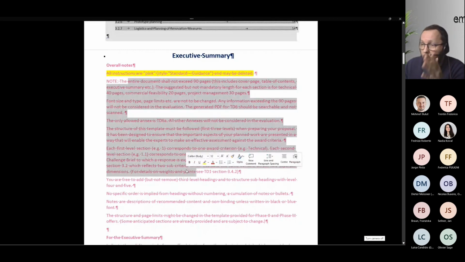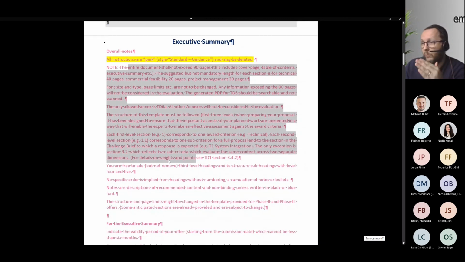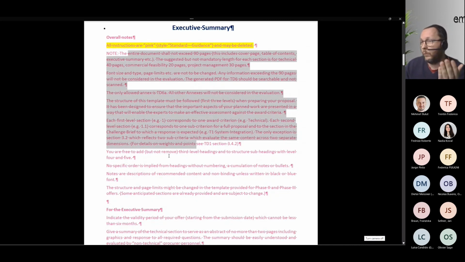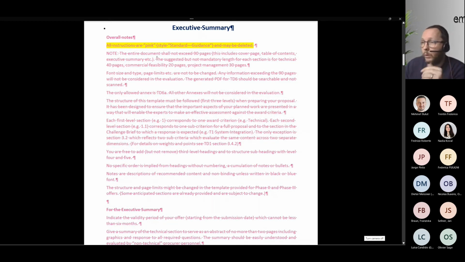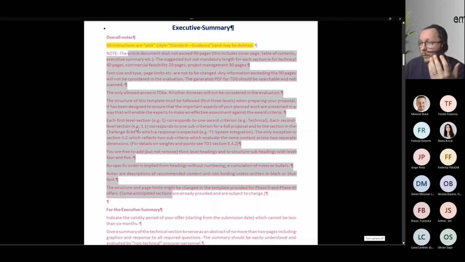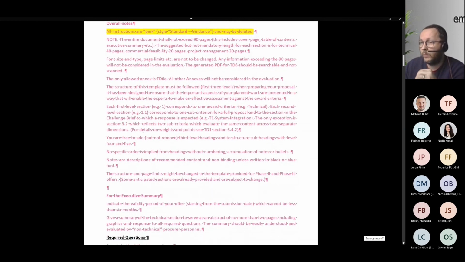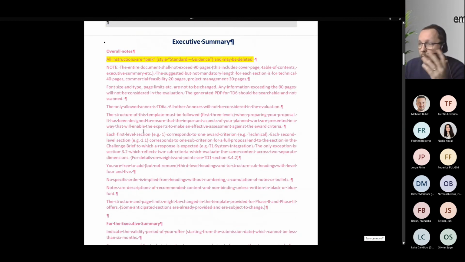Everything you see in this wonderful color of pink is description, notes. You can delete them as soon as you want to. They don't have to remain. Overall, there are some instructions, or reminders on how to act. Some are maybe not necessary, some are maybe instructive, I don't know. Most important is obviously the limit, 90 pages.